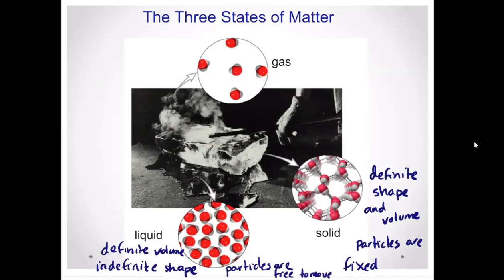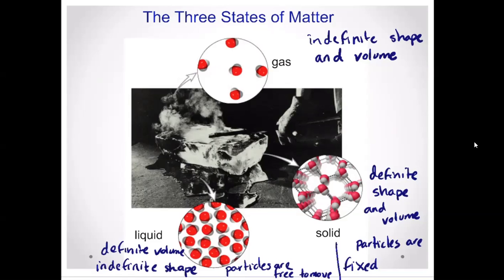To move about. Okay. But they're still very close together. Okay, and then you look at the gas phase, and this is an indefinite shape and volume, because it depends upon the container.